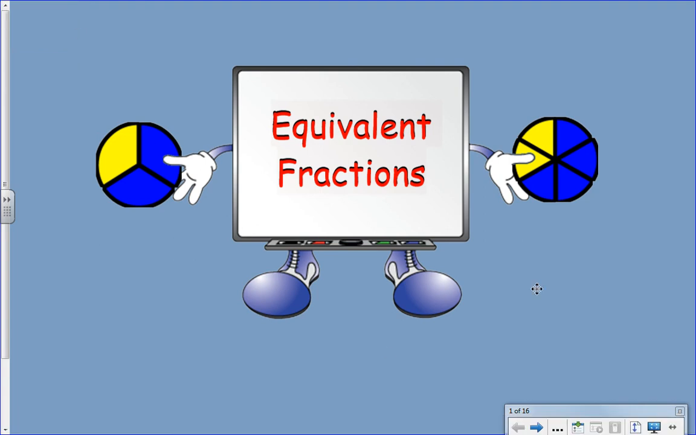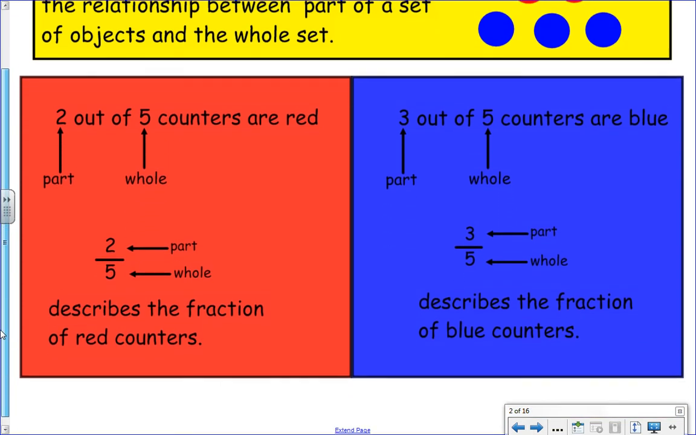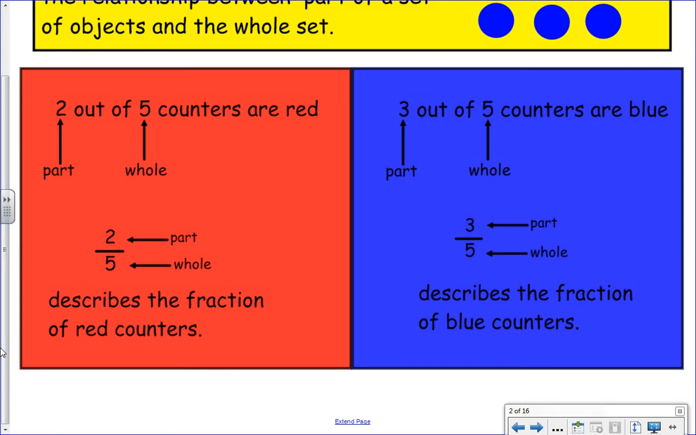Okay, tonight we're going to work on equivalent fractions. That is, equivalent is the same as equal. Okay, so equal fractions. Alright, so fractions are often used to describe the relationship between part of a set of objects and the whole. Remember, we talked a little bit about part, whole last night and yesterday. Or today, I'm sorry. Alright, so we've got 2 out of 5 counters are red.